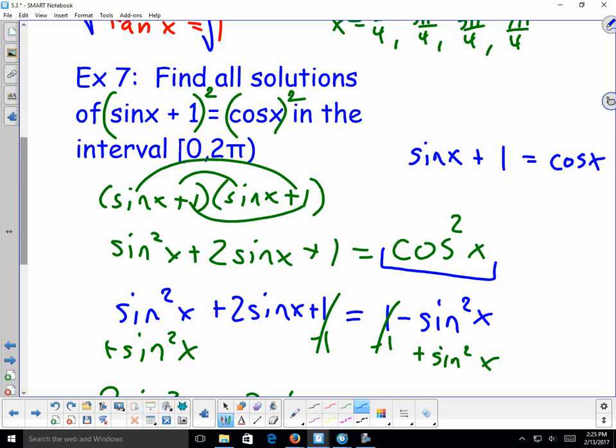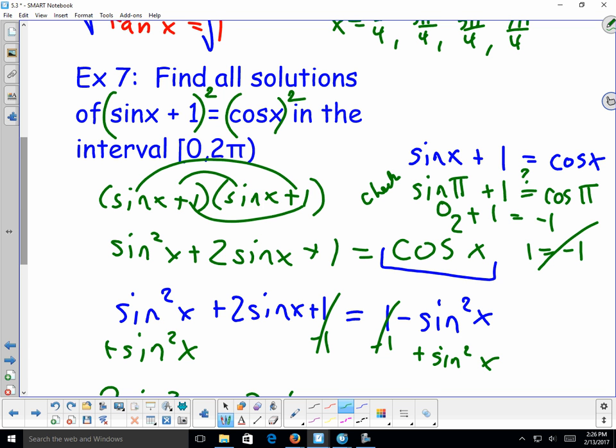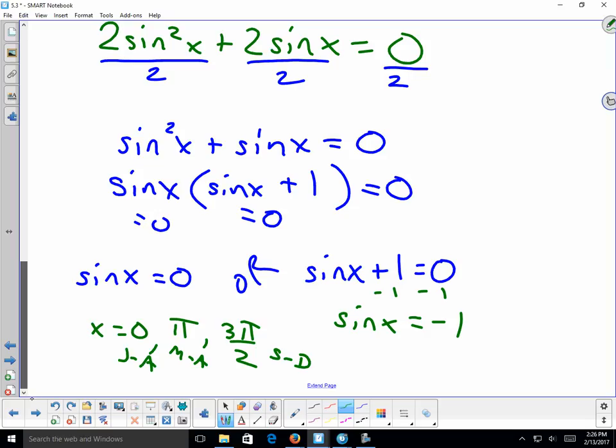I got that the pi one is false. Yeah, me too. Which one is false? The pi one. So we try pi: this is sine pi plus 1. This is us checking. Is that equal to cosine of pi? Well, sine of pi is 0. So I get 0 plus 1 equals cosine of pi, which is negative 1. Oh, no good, right? So this pi value here is extraneous.